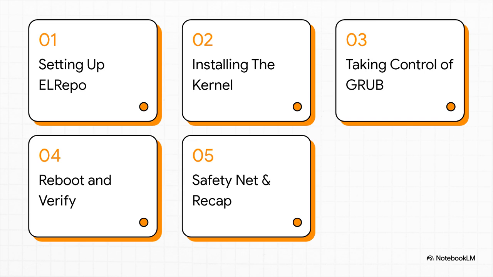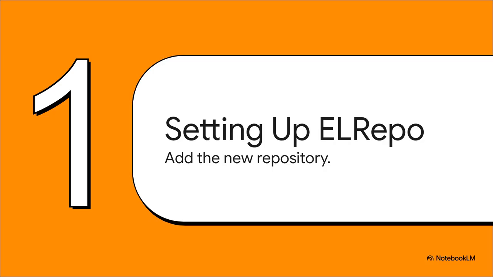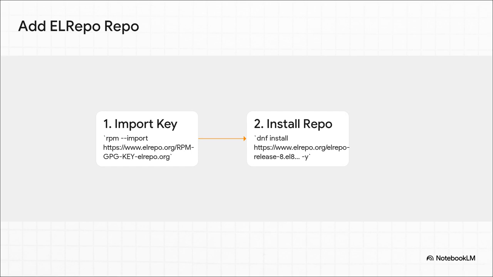Let's get to it. First things first, we can't just DNF install a brand new mainline kernel. It doesn't work like that. We have to add a third-party software repository that actually provides it. And for that, the community go-to is a project called ELRepo.